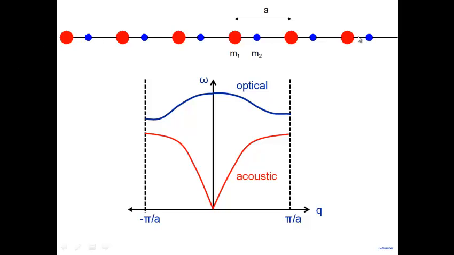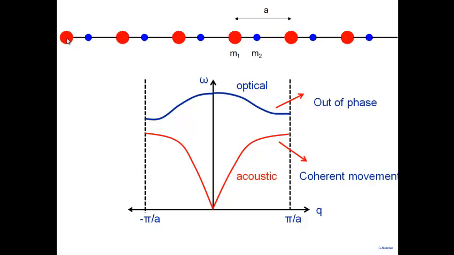Chlorine is larger. Let's say this is chlorine and this is sodium, a sodium chloride crystal here. Now electromagnetic radiation is incident on the sodium chloride. Before that, in the acoustic branch, the bigger ions and the smaller ions are all moving in the same direction, while in the optical branch we can show through our solution that they are out of phase.